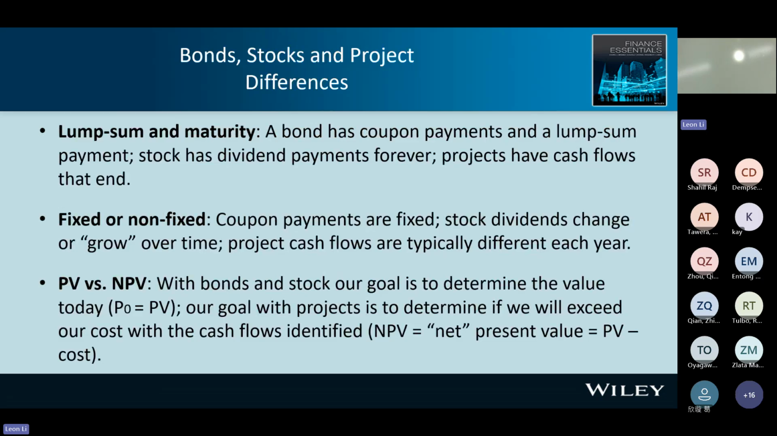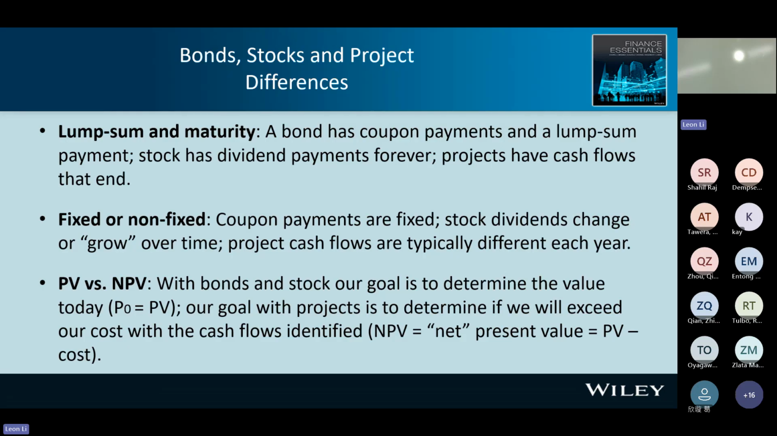Now we are going to address the differences between them. The first difference is lump sum and maturity. A bond has coupon payments and a lump sum payment. Stock has dividend payments forever, but no maturity date. A project has cash flow at the end. A project has a maturity. Next, fixed payment or fixed cash flow or non-fixed. Coupon payments are fixed. Stock dividends change or grow over time. Project cash flows are typically different each year.